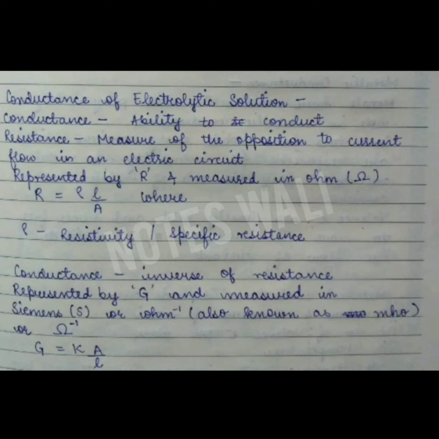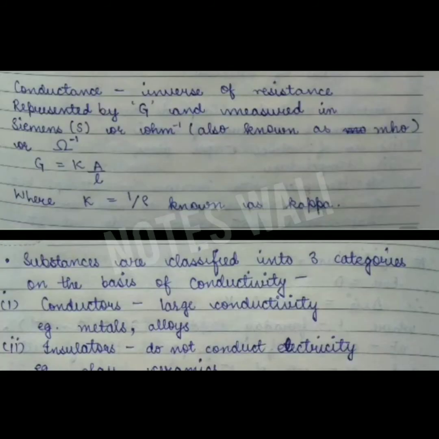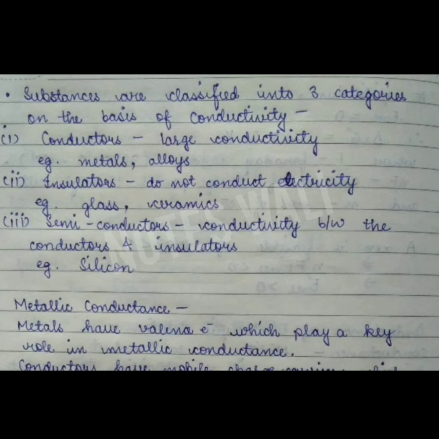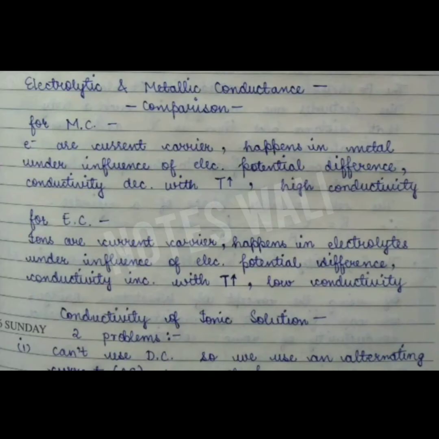The next topic is conductance of electrolytic solution. Conductance is the reciprocal of resistance, and resistance has been explained in a very detailed manner in the physics chapters. Like resistivity, the conductivity can also be defined, and it is defined as the reciprocal of resistivity and denoted by small k, known as kappa. Substances are classified into three categories on the basis of conductivity: conductors, insulators, and semiconductors. After that, we briefly cover electrolytic and metallic conductance.